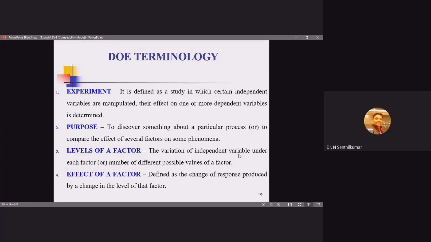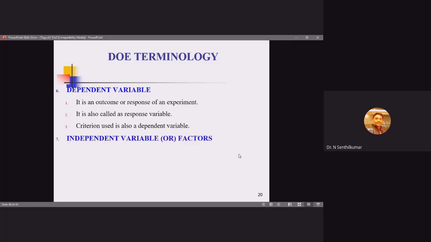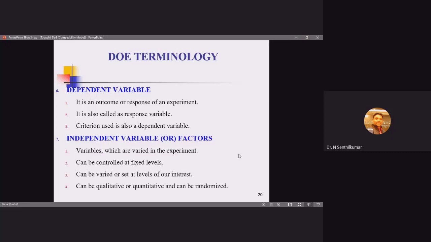Effect of a factor: first I am going to do an experiment with 100 meters per minute of cutting speed, and I am going to have some value of output. In the second case, the 100 is changed to 200. So what is the effect that I am going to identify? Then treatment. The treatment is nothing but the factor, the input factors. The dependent variables are the output variables and the independent variables are the input variables, which are also called factors.